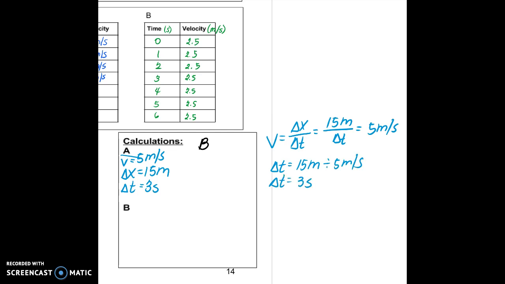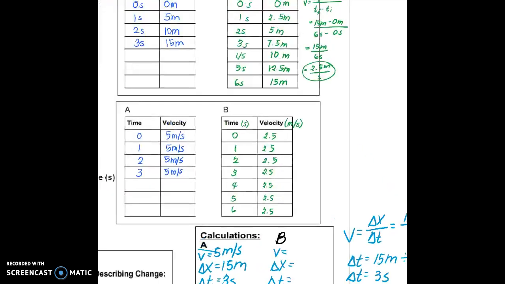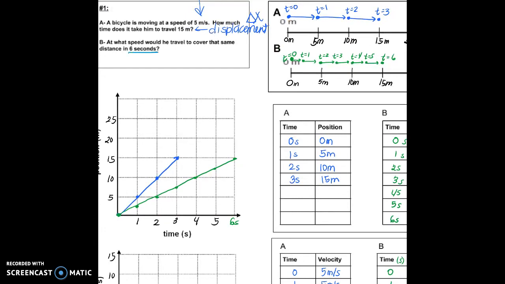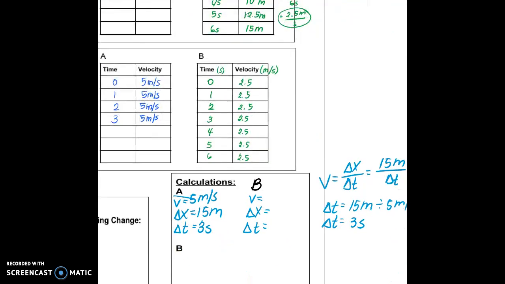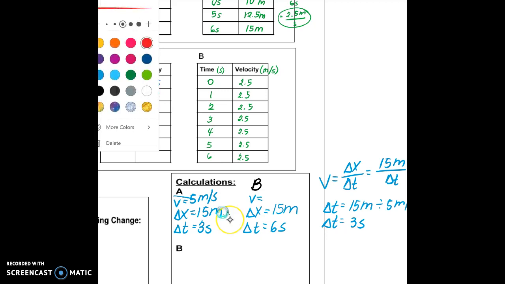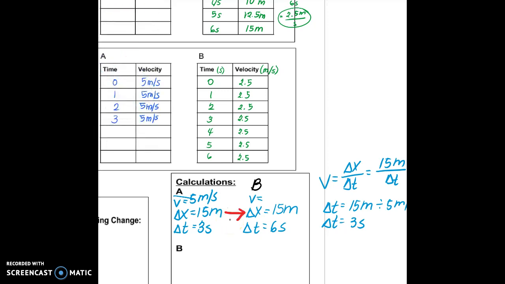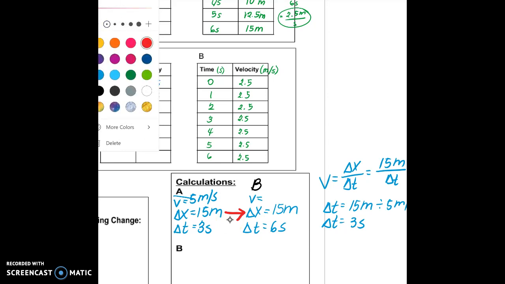Now for B, we have our velocity, our displacement, and our change in time. It says that for B, the time is 6 seconds, and we don't know what speed, but same distance. So our distance stays the same, which is going to be 15 meters. Our change in time is going to be 6 seconds, and we don't know what the velocity is. So what we do know is that the distance doesn't change.